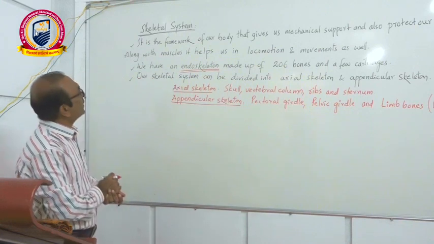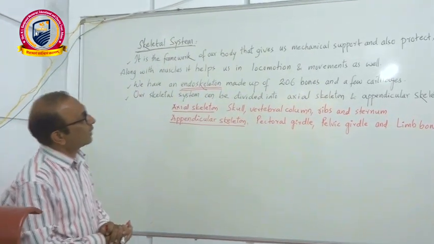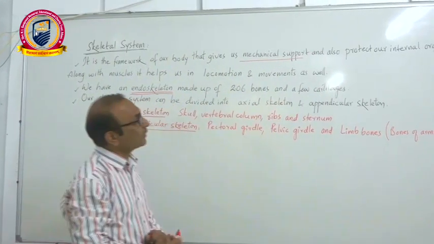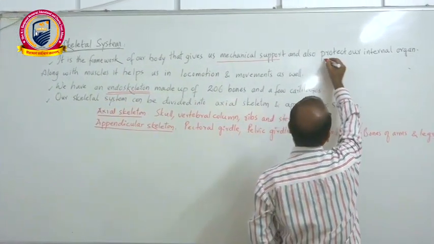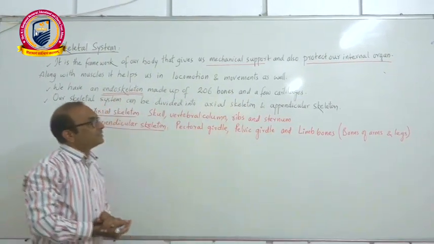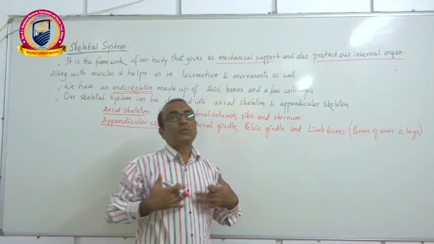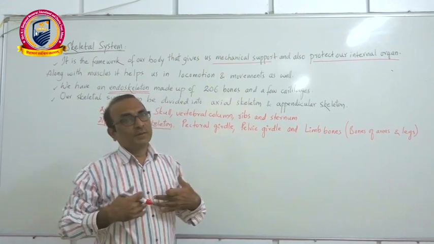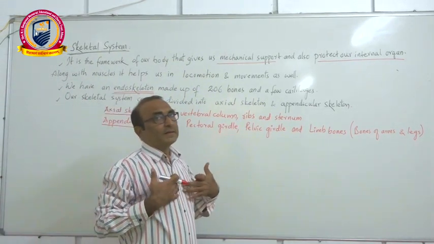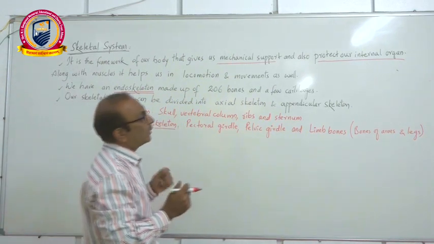Therefore, I have written there the first definition of the skeletal system. It is the framework of our body that gives us mechanical support and also protects our internal organs from external pressures and shocks. So our organs are protected. For example, our heart and lungs are protected by the ribs. That is one example of how the skeletal system helps us in protecting our organs.